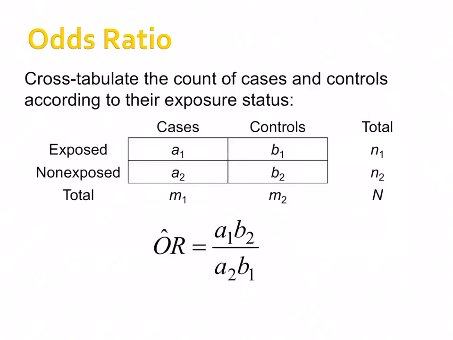Once again, case control: looking at cross-tabulated counts for cases and controls according to the exposure status. So here you have exposed and non-exposed, and cases and controls on top. And you have your A1, B1, A2, B2, and then you have your totals for your rows and columns. Then we have our odds ratio being A1 times B2 over A2 times B1.